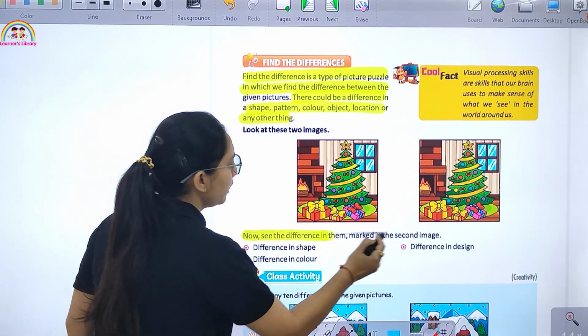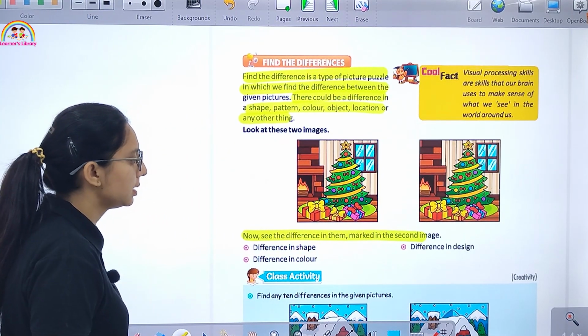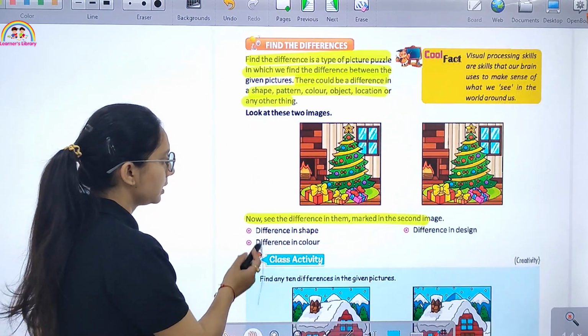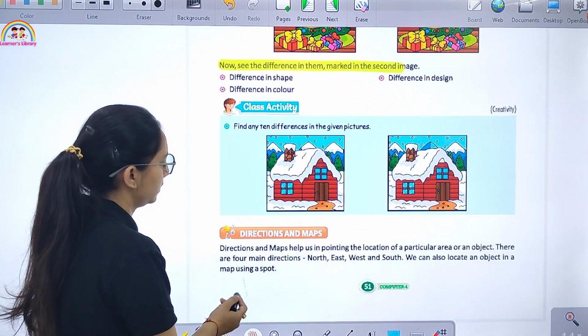Right? Now see the differences marked in them. Difference in shape, difference in design or difference in color. You have to tell yourself.